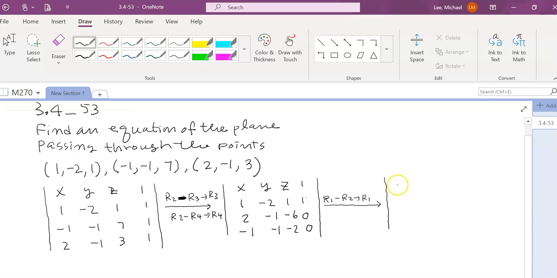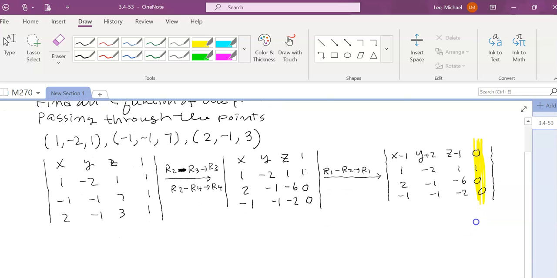So it is x minus 1, y plus 2, z minus 1, then it's going to be 0. Okay, because x minus 1, y plus 2, z minus 1. So it's going to be 1 negative. This one doesn't change, 1. And then it's going to be 2, -1, -6, 0, and -1, -1, -2, 0. Okay. Now I can expand about the last column, can't I?